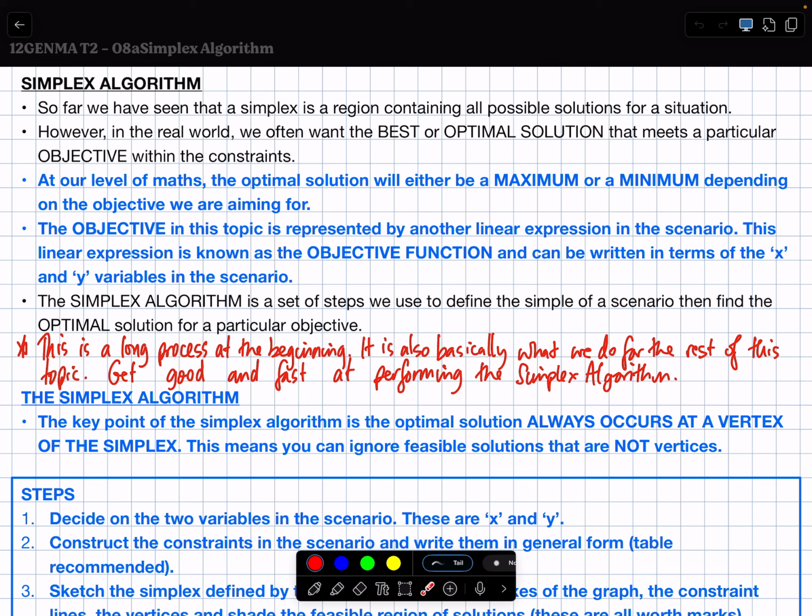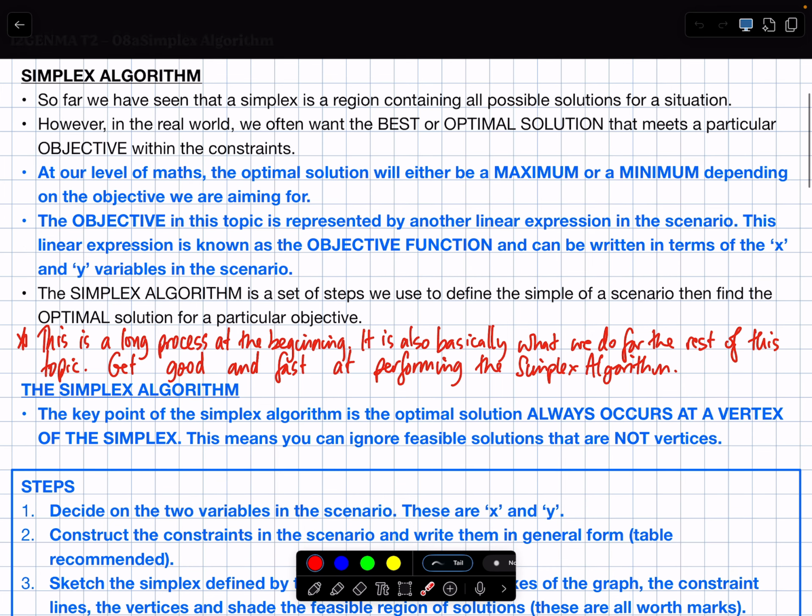So, if the question involved making a profit, if my business was making a profit, what would I want to do with that? Would I want to minimize my profit or maximize it? I'd want to maximize it. If the objective of the question was costs, like it's going to cost me, would I want to maximize the costs to me or minimize it? Minimize. So we're only dealing at year 12 with maximizing or minimizing.